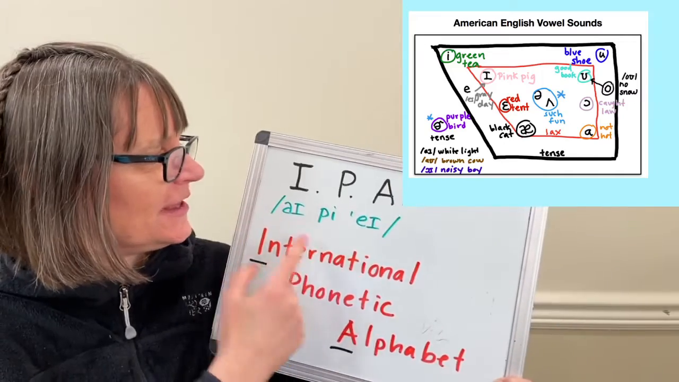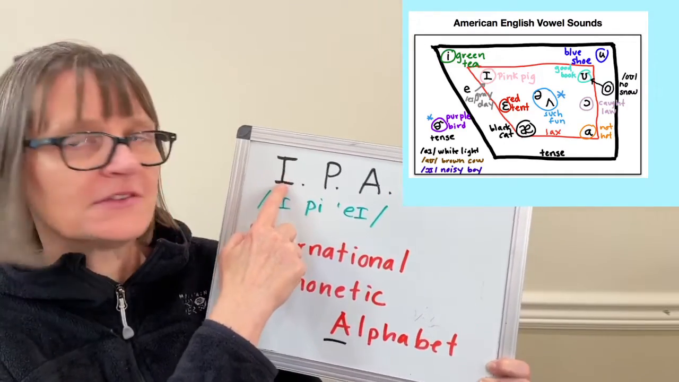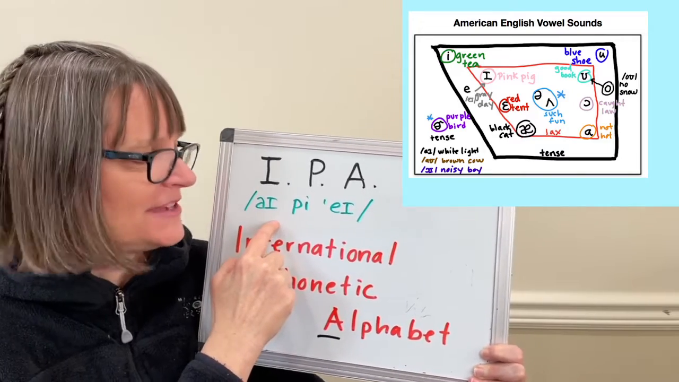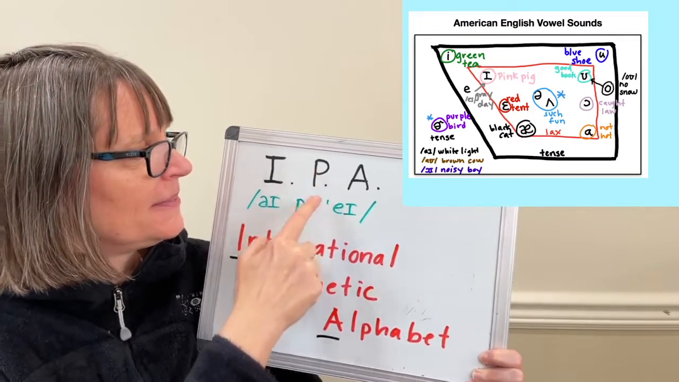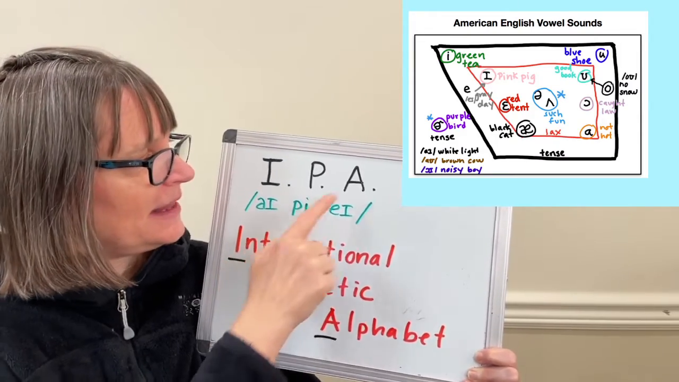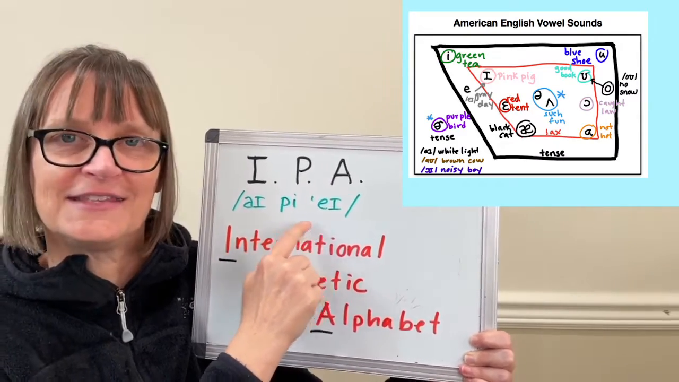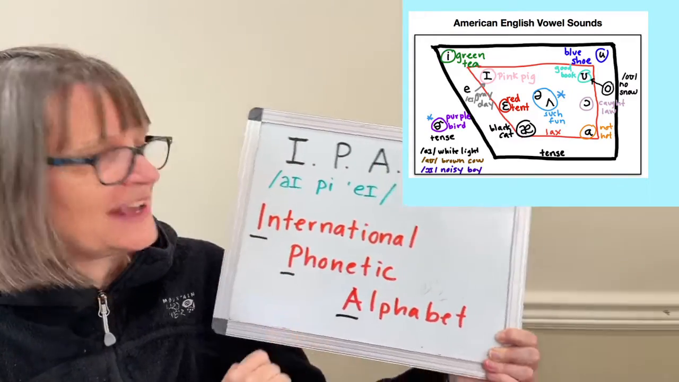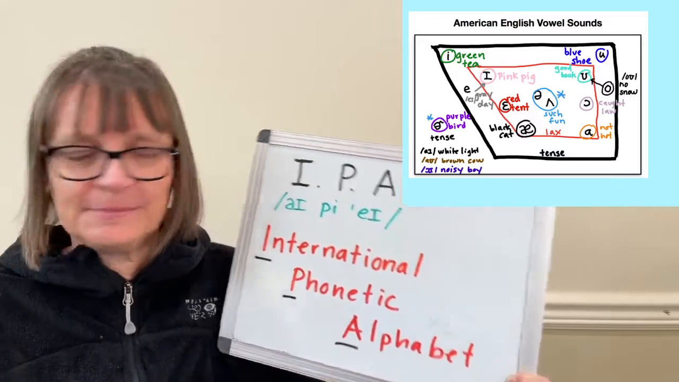So you see here that I'm just modeling that the letter I has the sound I, and this is how we represent that sound in IPA. The letter P has a sound P, and that's how we spell it. And then the letter A is the diphthong A, and that's how we write it. So IPA just stands for International Phonetic Alphabet.